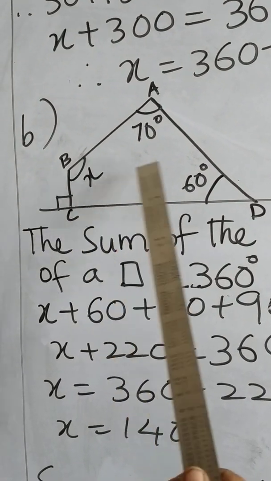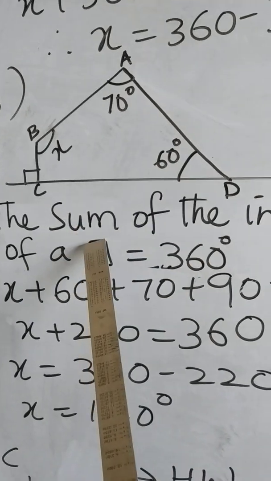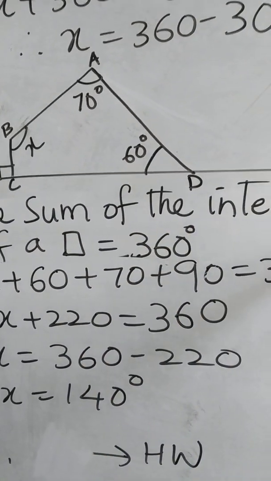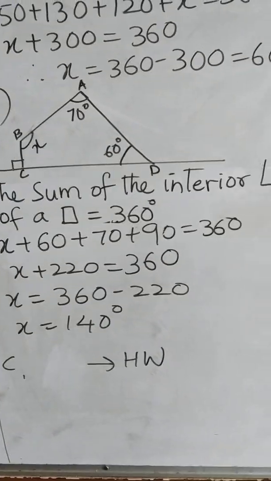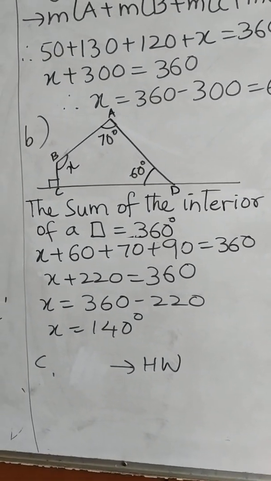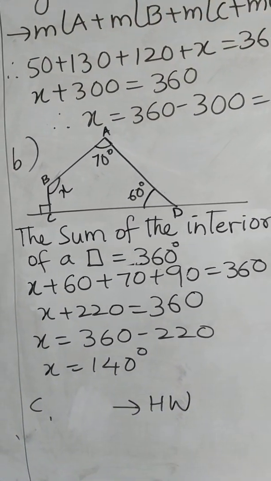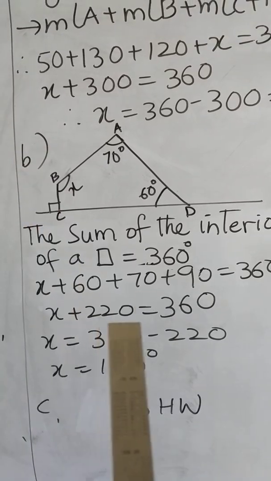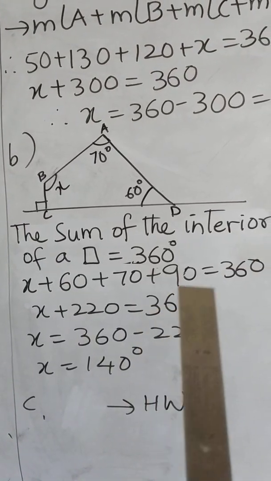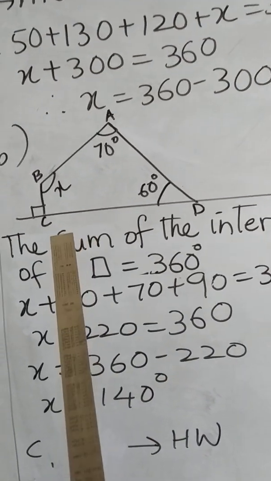70x. Here nothing is given. 60. Okay. So we know that the sum of the interior angles of a quadrilateral is 360. X, please see where is x, plus 60 plus 70 plus 90. Now from where did this 90 come?